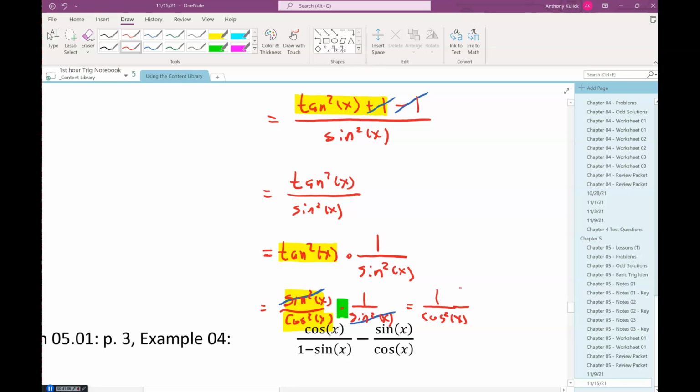And can I do any better than that? It's not just cosine squared. Look at the reciprocal identities.